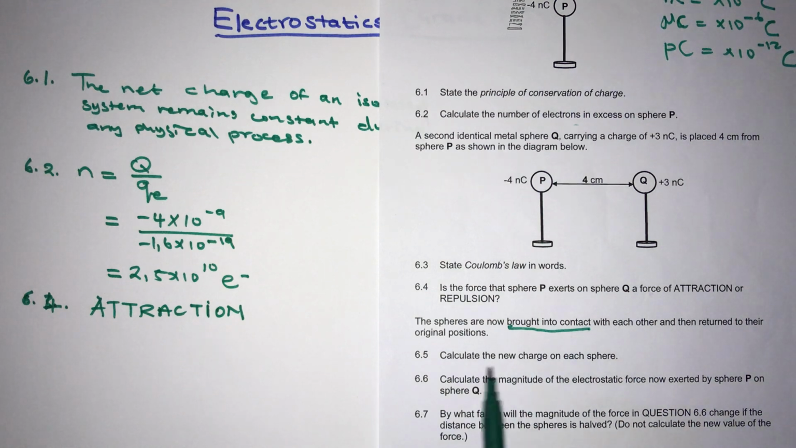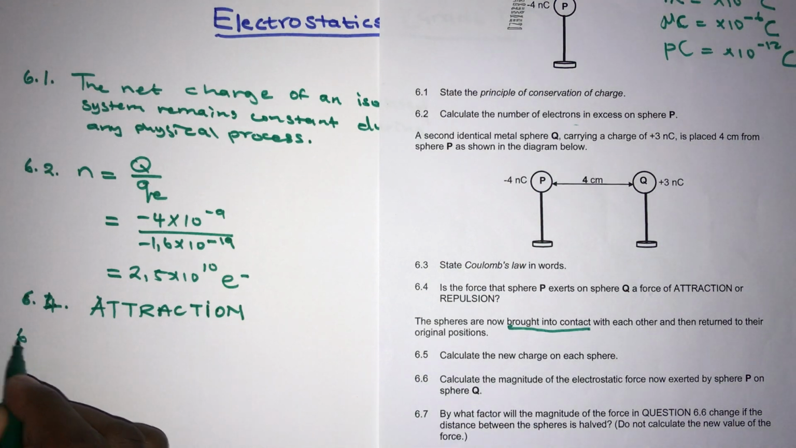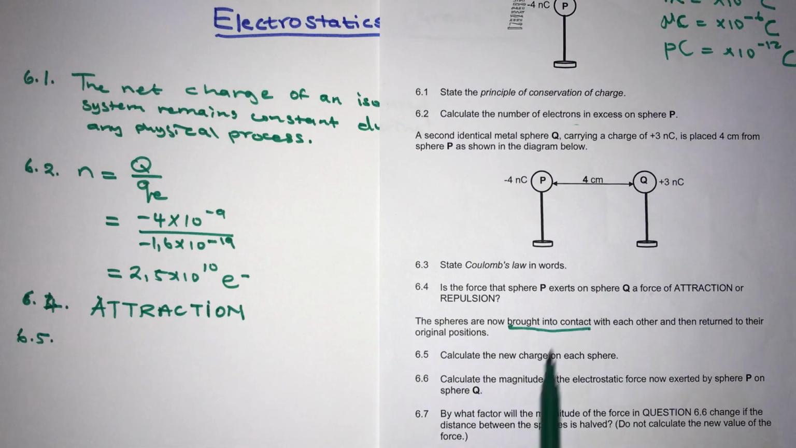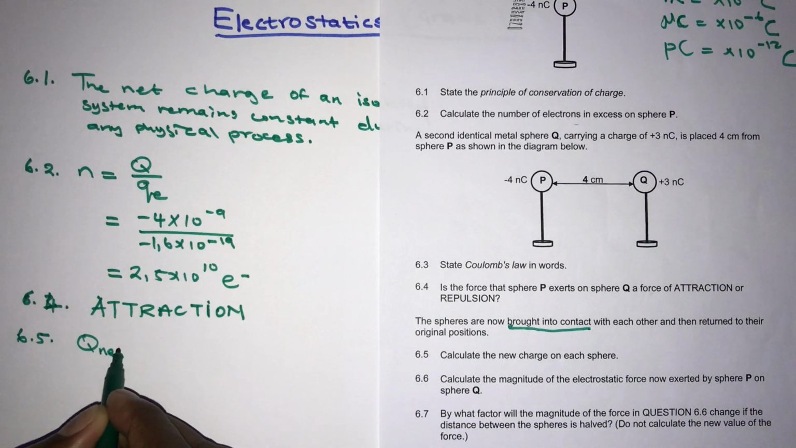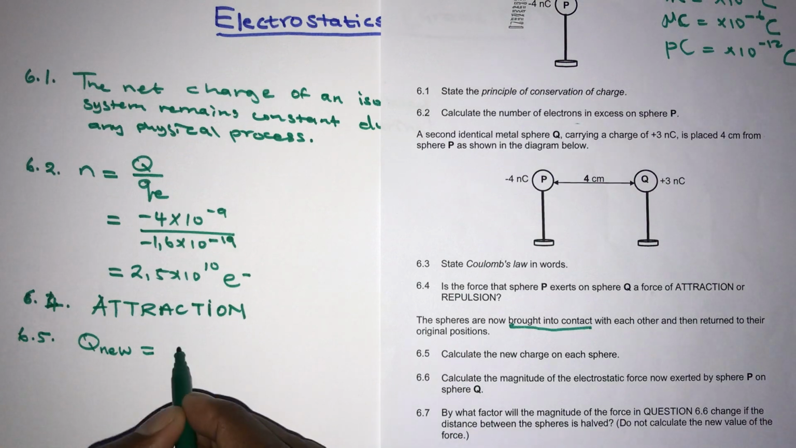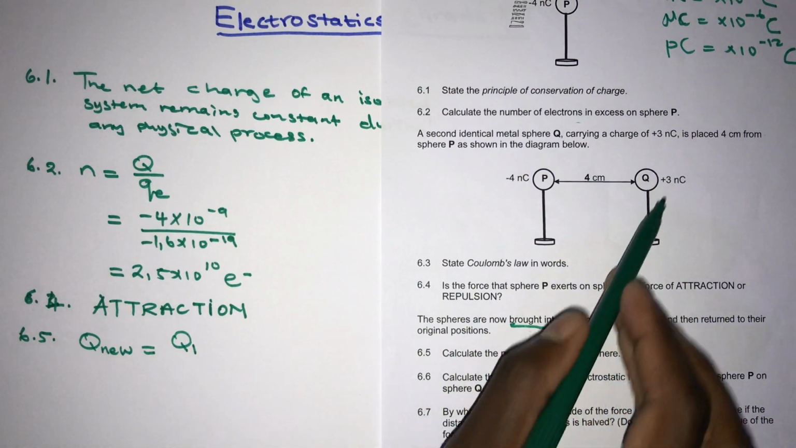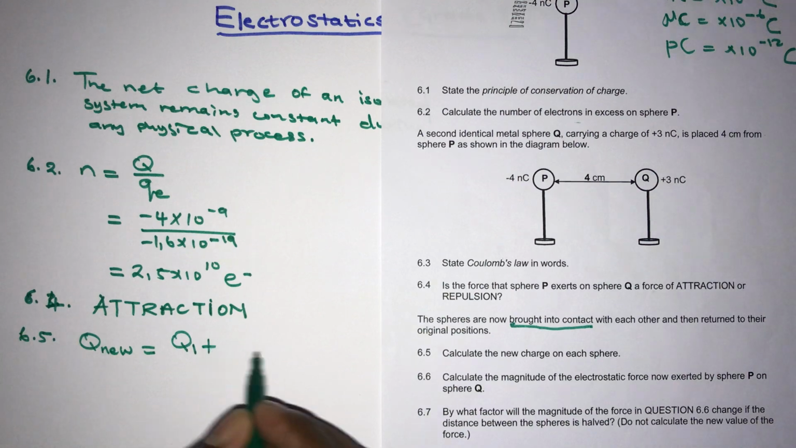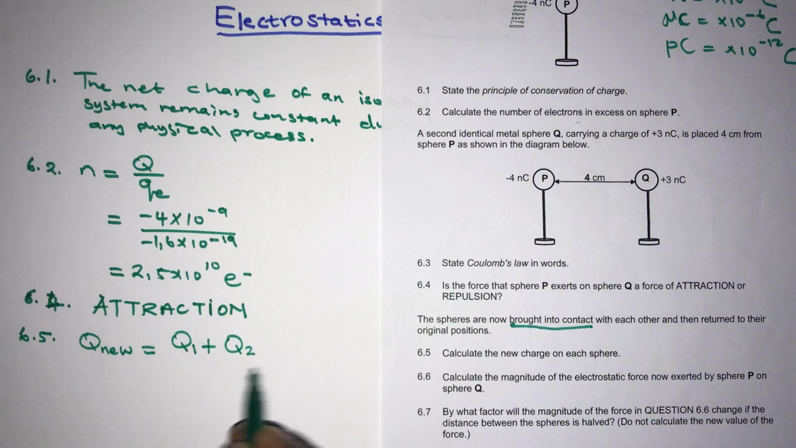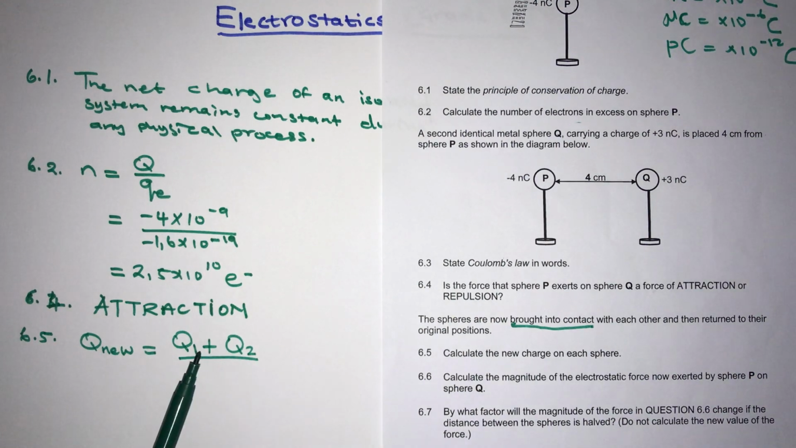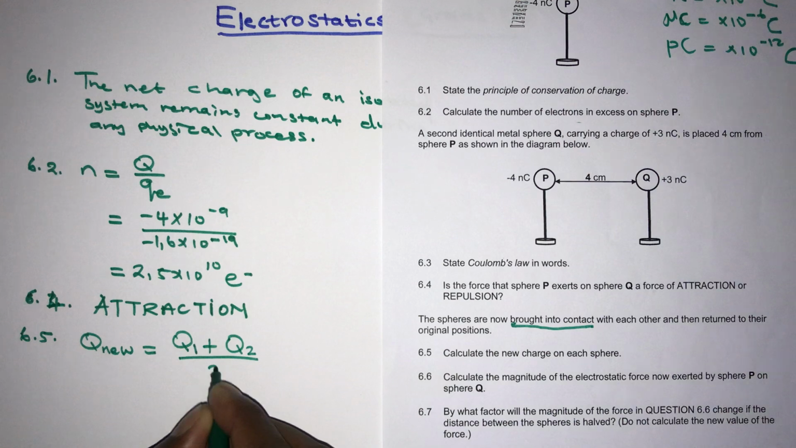So now let's check 6.5. The question says calculate the new charge on each sphere. So calculating the new charge, we're going to say Q new is equal to charge 1, the charge on the first sphere, plus the charge on the second sphere. Then since we have 2 charges, we're going to divide by 2.